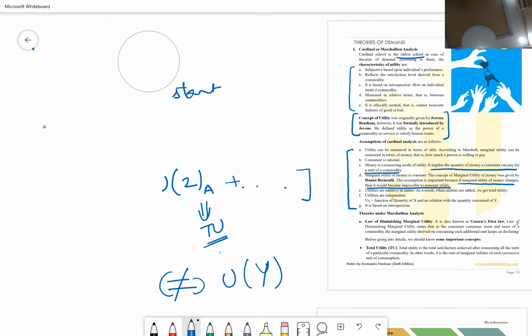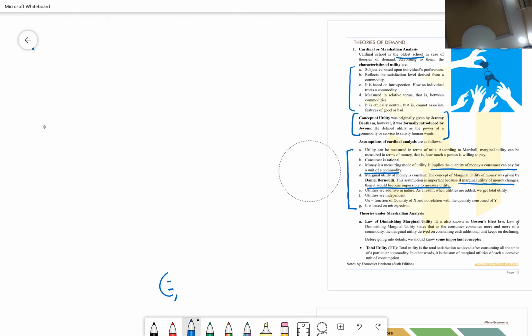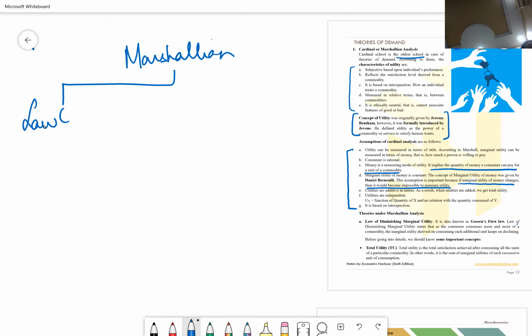Now, under cardinal analysis, we have two theories basically. So what are the theories under Marshallian or cardinal analysis? First is the law of DMU, that is diminishing marginal utility, which is also known as Gossen's first law.